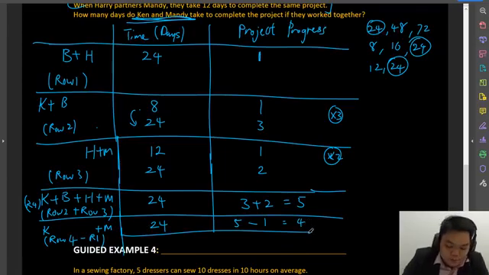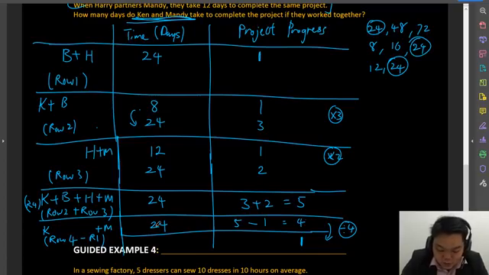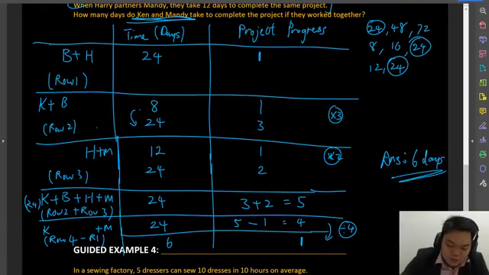Okay? And finally, in order for us to obtain one project itself, we would have to divide this entire line by 4. 4 projects takes 24 days, so for one project, the project progress is divided by 4 and the time is also divided by 4. So this would give us 6. Which means to say that Ken and Mandy would take 6 days to finish this up.